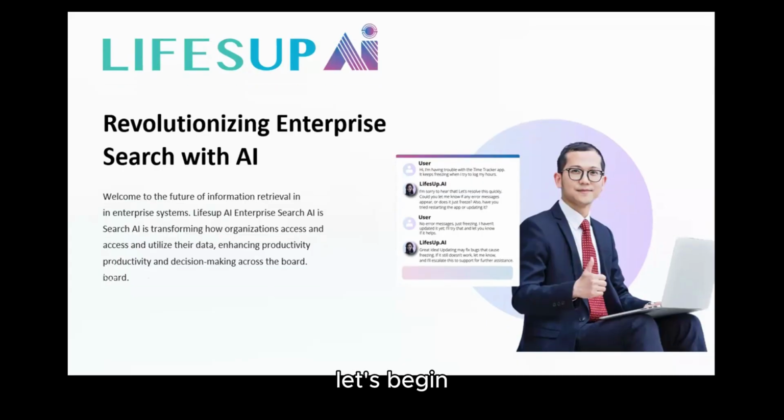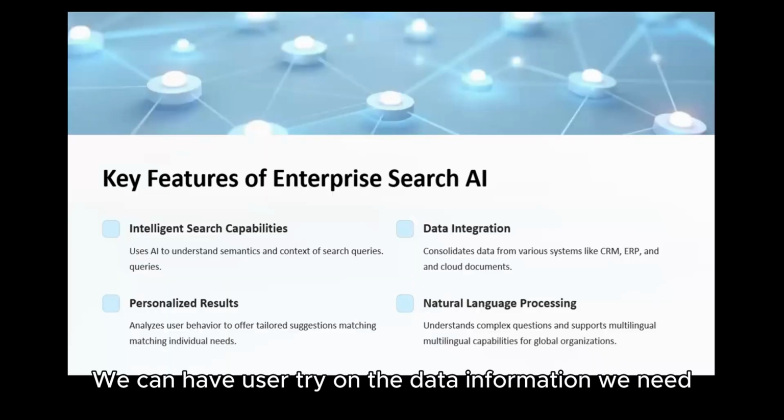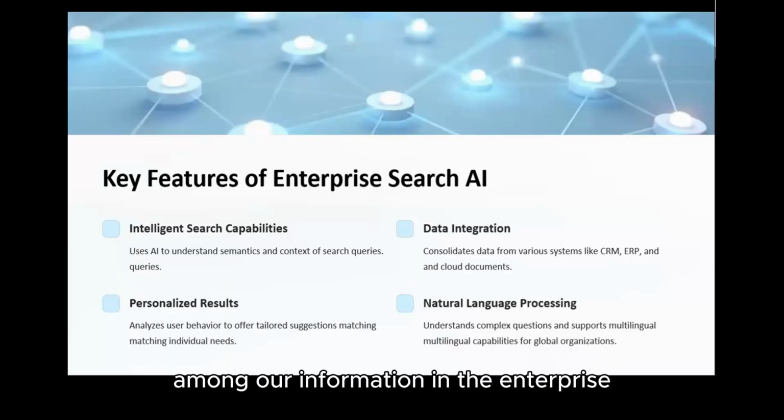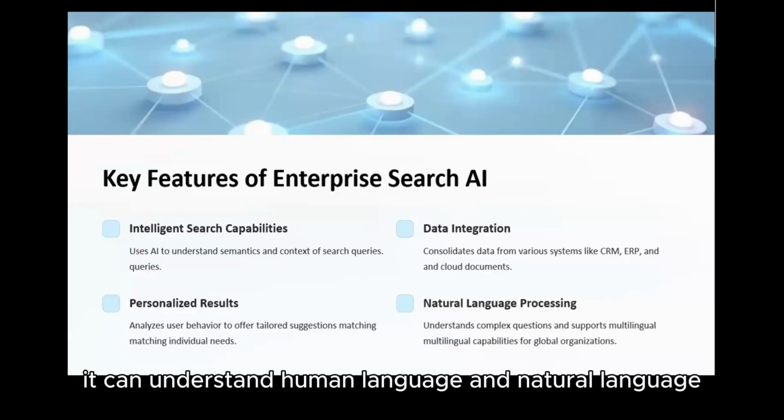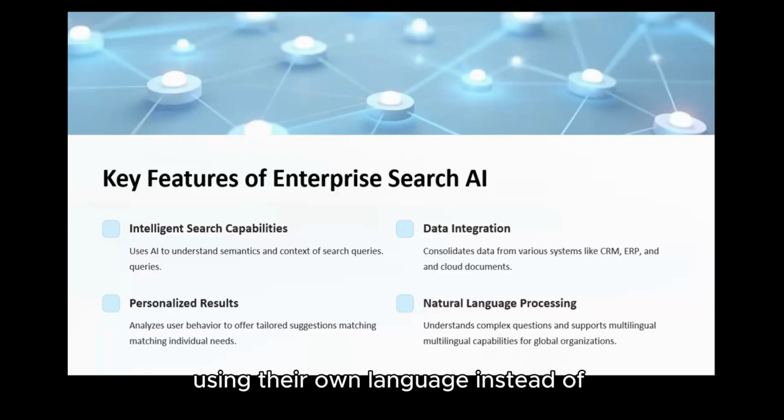Let's begin. So, what is Enterprise Search AI? Enterprise Search AI acts to search through all the data in an enterprise environment. And another search AI needs to be intelligent. It can help users find all the data, all the information we need among the vast amount of information in the enterprise. It can understand natural human language, so that users can query to find information using their own language instead of programming languages like SQL.